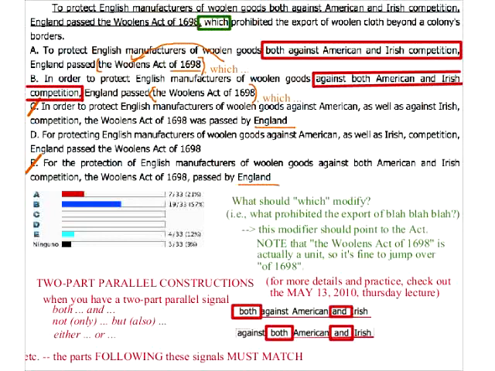Alright, so if you look at both against American and Irish, this doesn't work, because against American is after both, and Irish is after and. So this is incorrect. On the other hand, if you say both American and Irish, then that is correct, because it's both nationality and other nationality. So that's why A is incorrect. It's not properly parallel. So for more on that, again, you can visit the study hall recording of May 13th, 2010.